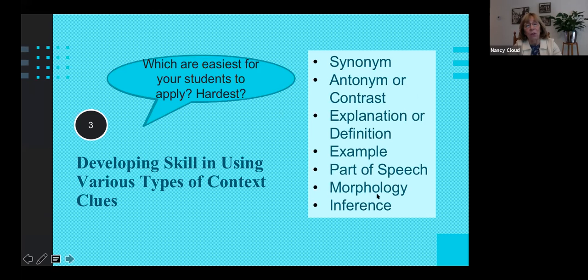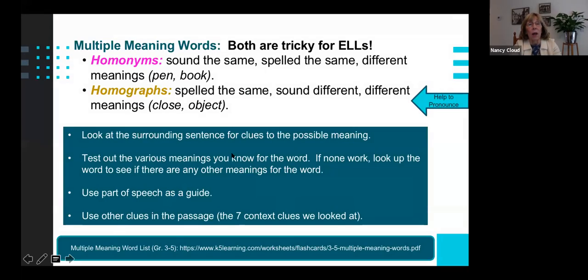Okay, I'm sorry to have to move on, but I'm mindful of the time. So the final thing, I'm going to skip this completely, except to say, don't forget, you've got to work on multiple meaning words, some of which are homonyms, some of which are homographs. With homographs, you have to help them with pronunciation, like close and close.